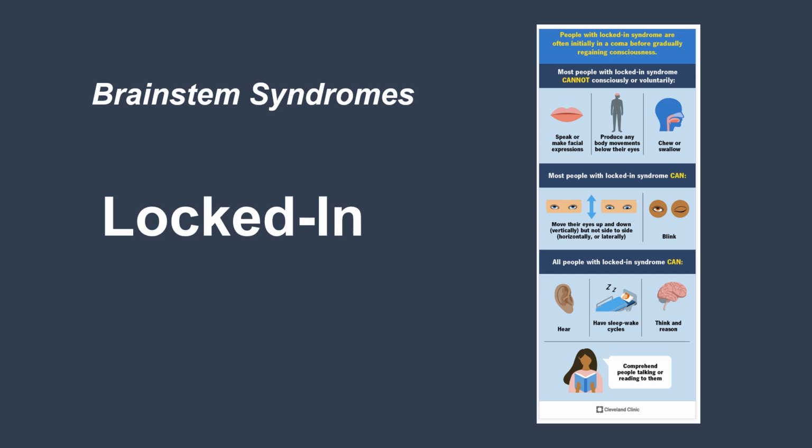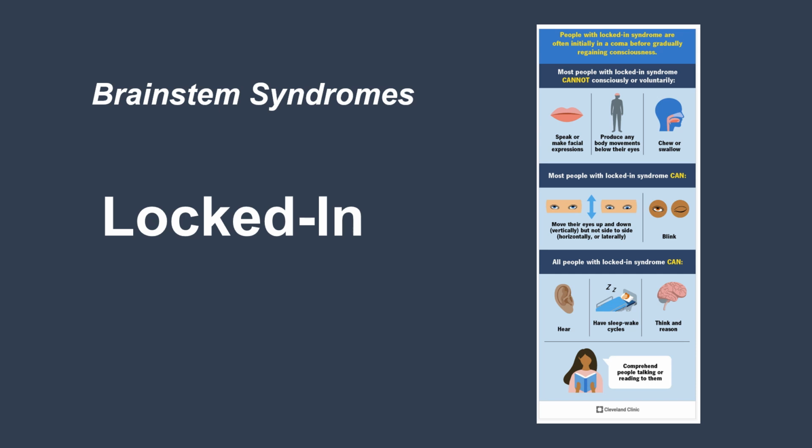It is characterized by complete paralysis of nearly all voluntary muscles except for those controlling eye movements, leaving the individual fully conscious and aware, but unable to move or speak. Patients with LIS, locked-in syndrome, can usually communicate through eye movements or blinking.